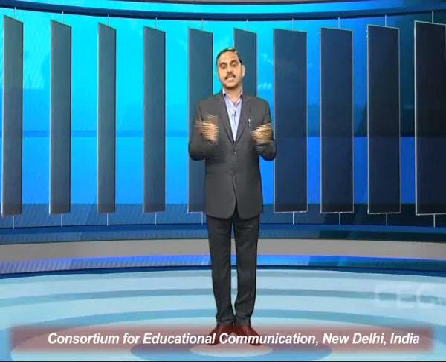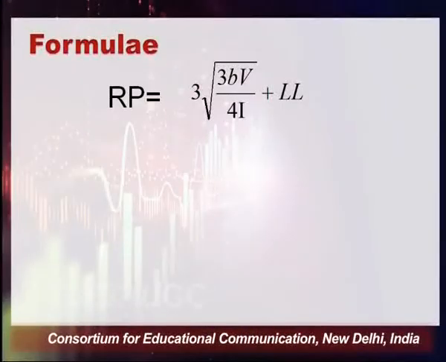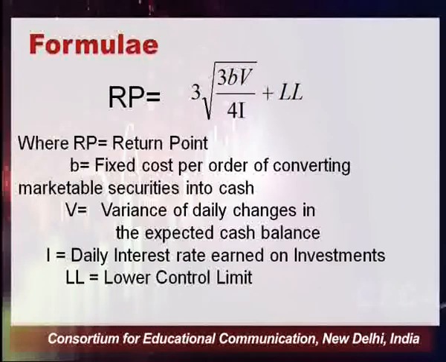For this particular concept, they have given a formula for computing RP, that is return point. It says cube root of 3BV divided by 4I, plus LL. This is the formula given by the Miller-Orr model. RP stands for return point, B stands for fixed cost per order of converting marketable securities into cash. So whatever fixed cost you incur per order of converting marketable securities into cash is indicated by B. V stands for variance of daily changes in the expected cash balance.